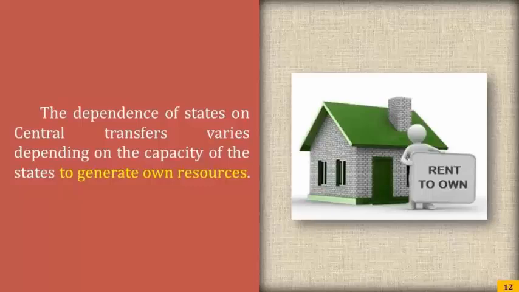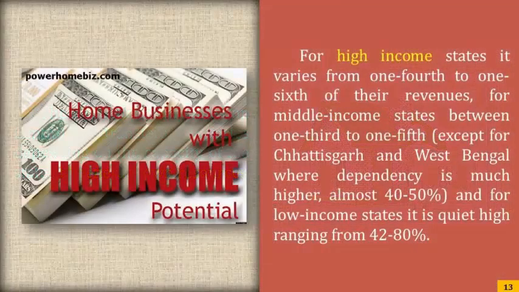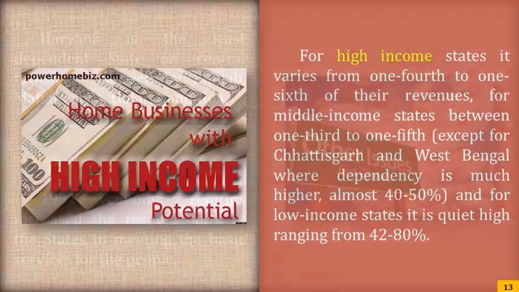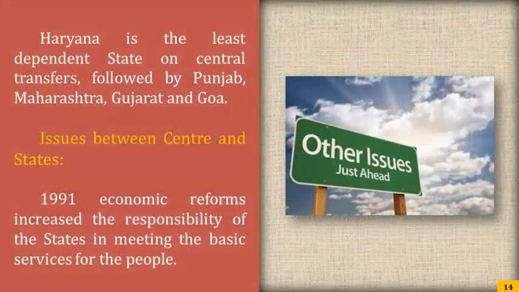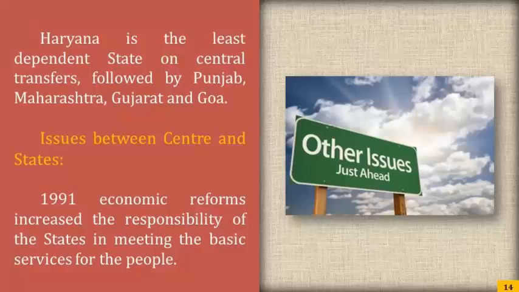generate own resources. For high-income states, it varies from 1/4 to 1/6 of their revenues. For middle-income states, between 1/3 to 1/5, except for Chhattisgarh and West Bengal, where dependency is much higher, almost 40 to 50%, and for low-income states, it is quite high, ranging from 42 to 80%. Haryana is the least dependent state on central transfers, followed by Punjab, Maharashtra, Gujarat, and Goa.